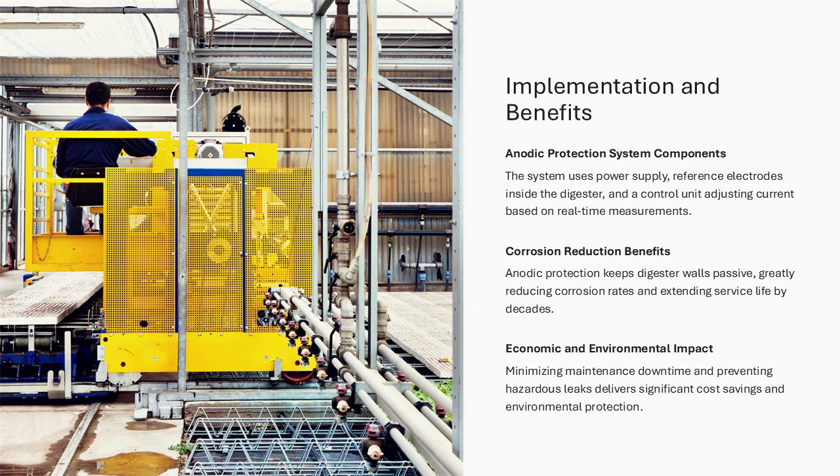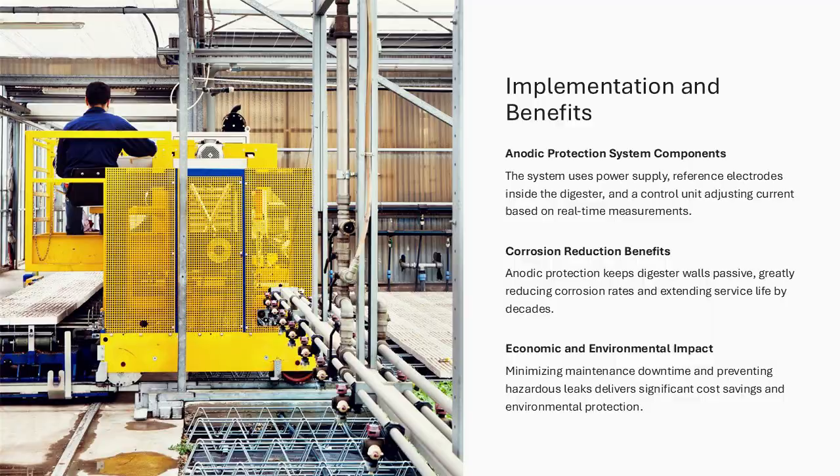The system includes a power supply, reference electrodes installed inside the digester, and a control unit that adjusts the applied current based on real-time potential measurements. This approach has proven highly effective, extending the service life of digesters by decades and reducing the need for frequent repairs or replacements. The economic benefits are substantial, as downtime for maintenance is minimized, and the risk of catastrophic failure is greatly reduced. Additionally, anodic protection contributes to environmental sustainability by preventing leaks of hazardous chemicals. This practical example demonstrates how anodic protection can be a cost-effective and reliable solution for industries dealing with aggressive chemical environments.